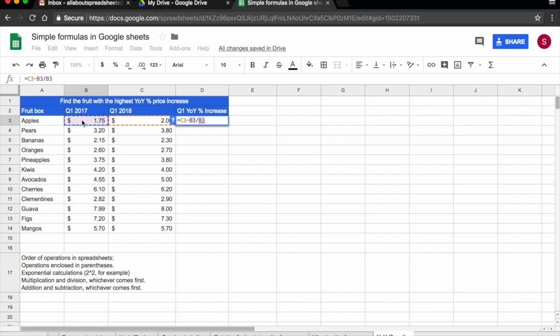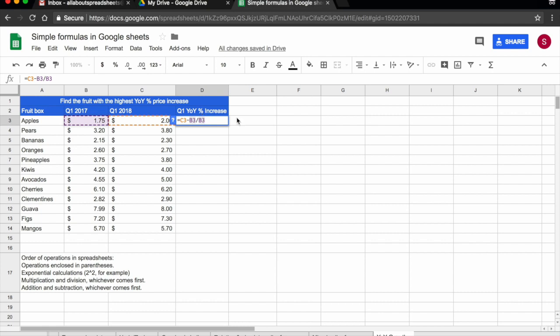Now, this is the formula. The idea is correct, but this formula is not going to work. I'm going to press return and I'm going to show you why. Okay, so it's telling me it's 100%, which is not. So let me double click and let's have a look at why this isn't working.